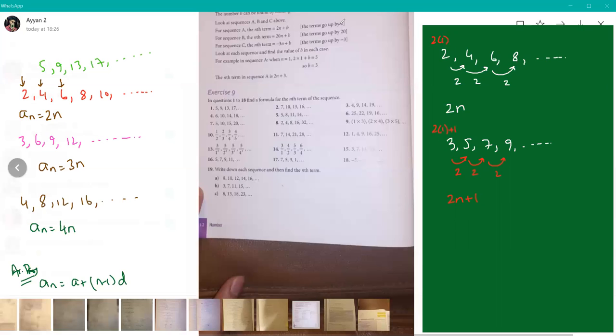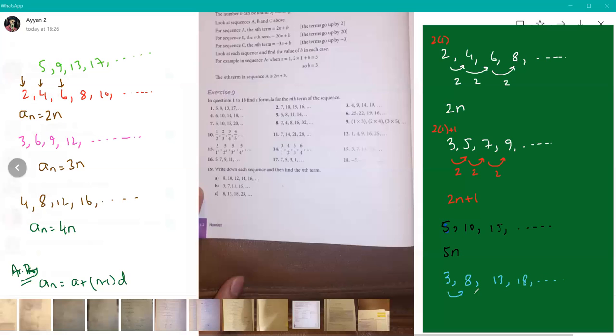Okay, let me give you another example. Now, suppose you have 5, 10, 15, and so on. You know that the nth term is going to be 5n because these are clearly the multiples of 5. But what if you have something like 3, 8, 13, 18, and so on.